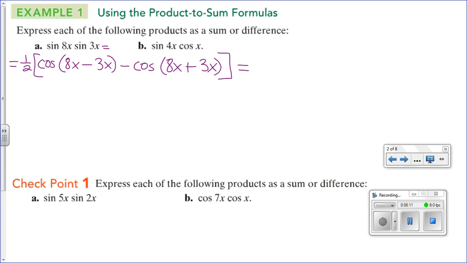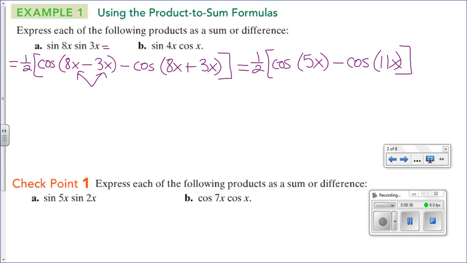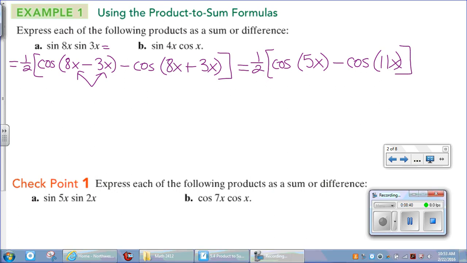Now, what we're going to do is simplify, and we're going to simplify what's inside all the parentheses first. So 1/2 cosine of 8 minus 3 is 5, so we have 5x, minus the cosine of 11x. Okay, guys, so that will be the final answer.